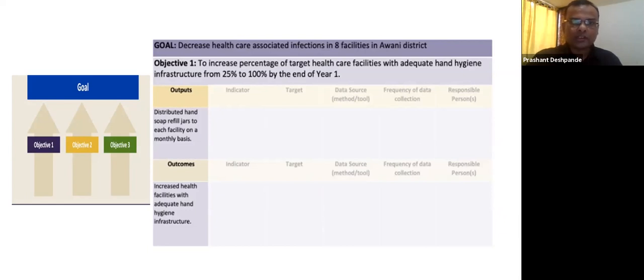So the activity was to distribute soap refill jars, and our output will be distributed hand soap refill jars to each facility. And the outcome was a mid or broader level outcome: increased health facilities with adequate hand hygiene infrastructure. So that was the goal and objective.